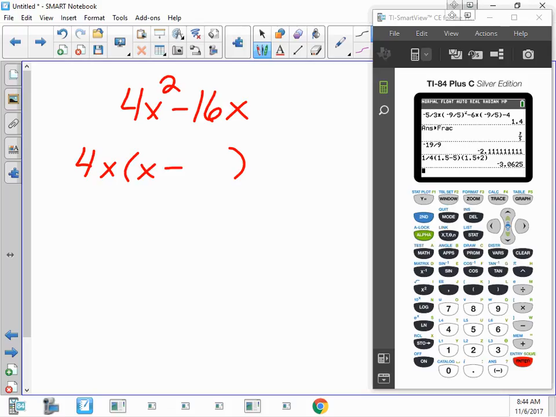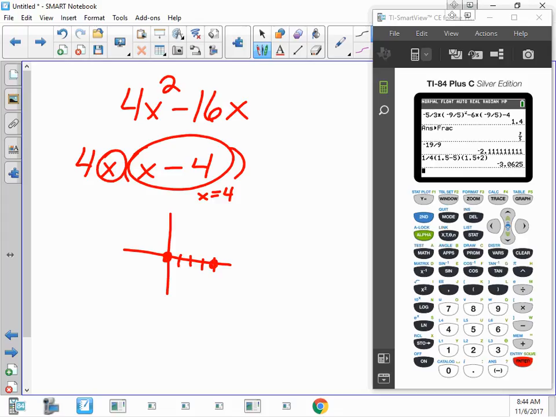X minus 4. Now, this is one of the roots, and this is one of the roots. What is the first root? 0. And kids get confused on that, and those are the easy ones. If you have an x all by itself, that is a root of 0. The graph is going to go through 0 and x equals 4. Where is the axis of symmetry? At 2. Right here at 2.